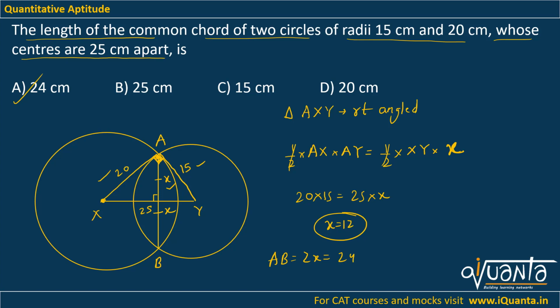Sometimes you will face questions in which these three, 20, 15 and 25, will not form a Pythagorean triplet. In that case, let me call this point K. You can take the length of KX as, say, z and the length of KY as 25 minus z. You can take x as the height. Then you can apply the Pythagoras theorem on these two triangles, AKY and AKX. Then you will have two equations in two variables. You can solve them and find the value of x.